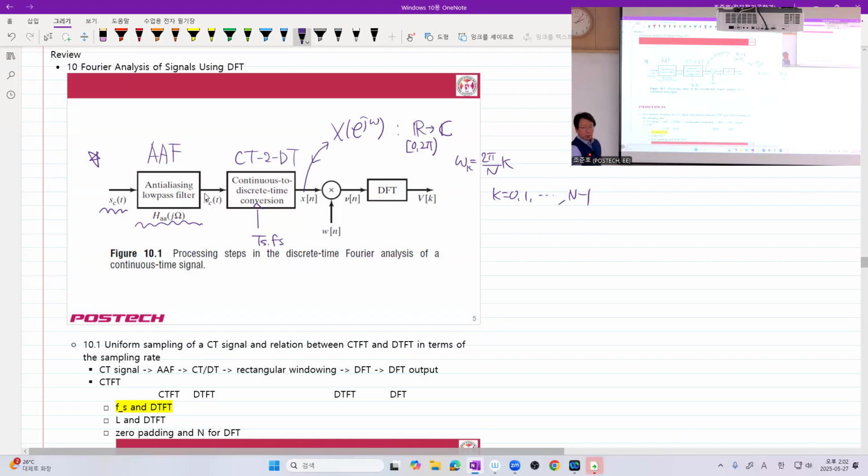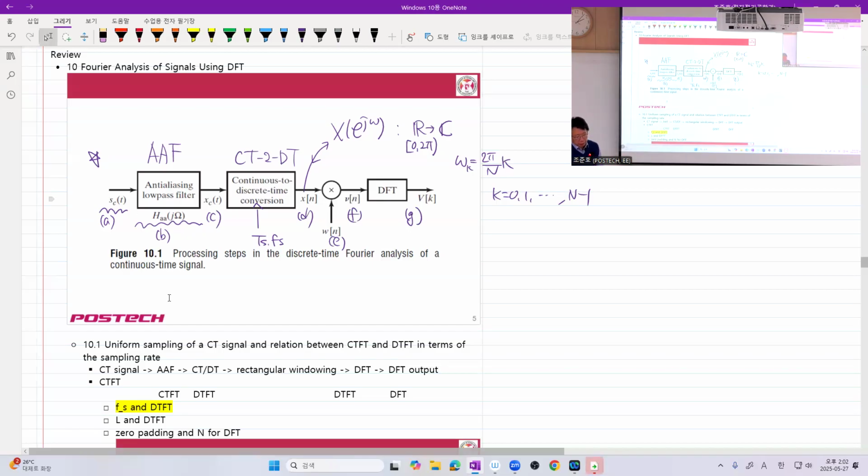And we hope from this evaluation of the DTFT of the x signal, we could estimate or extract some information about the continuous time signal. So this is the big picture. And please remember the names of each function. So here w is the window function.